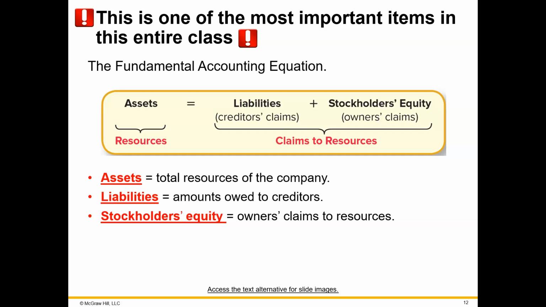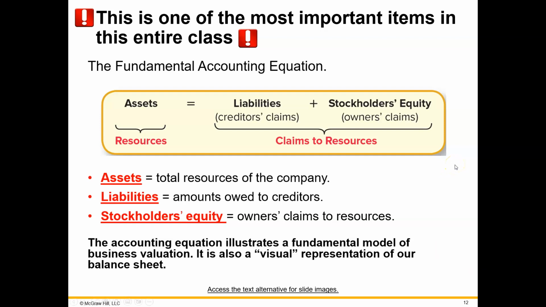The last one is stockholders' equity, and this is simply what the owners can claim, their claim to the resources. What do the owners own in your company, right? So we can see that the total of your liabilities plus the total of your equity should equal the amount of assets or the amount of resources that you have in your organization, in your entity. So you can just simply say our resources equal our claims to resources, right? What we owe to people and what is owned by our owners.